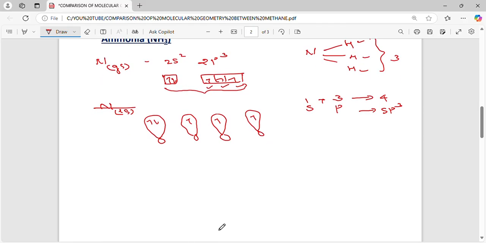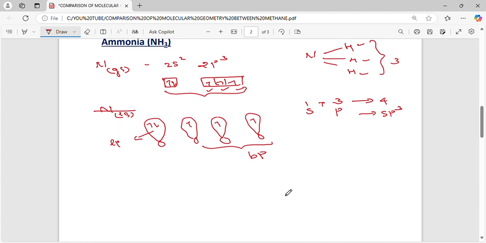So the one hybridized orbital with a paired electron will act as a lone pair. The remaining 3 will act as bond pairs, because those will participate in hybridization and lead to bond formation with the hydrogen atoms.